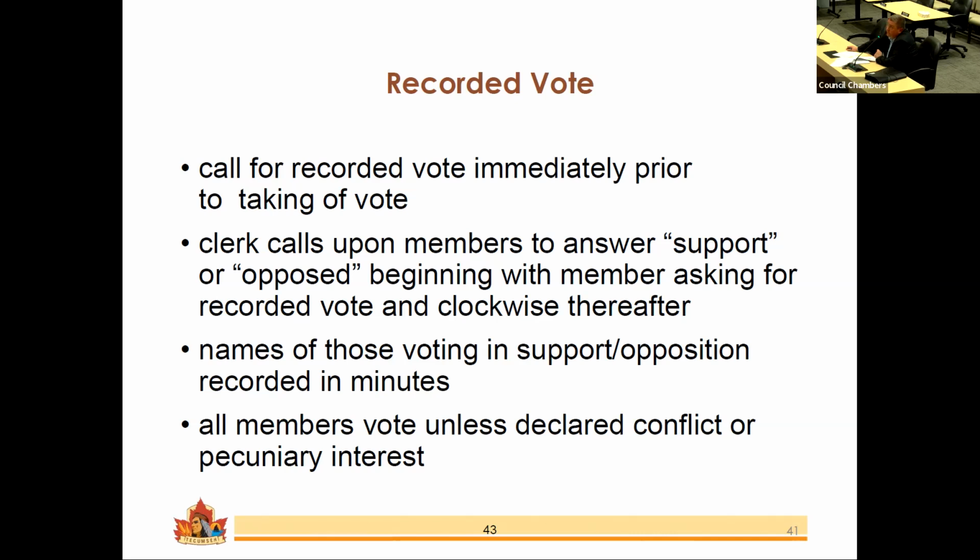The key part behind the request for a recorded vote is that the names of those voting, and how they voted, either in support or opposition, are formally recorded in the minutes. And all members, again, are expected to vote unless there's a declared conflict.